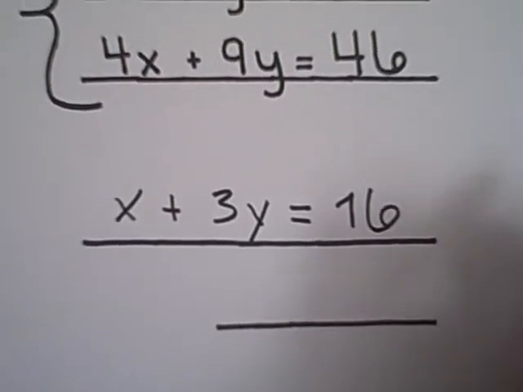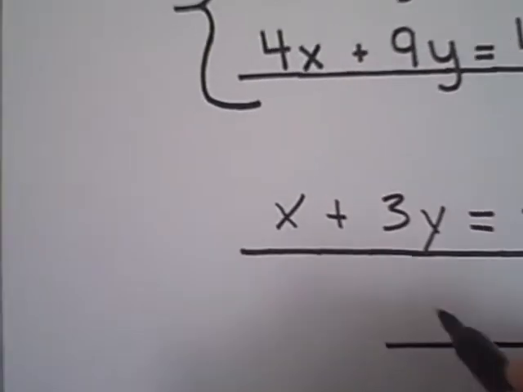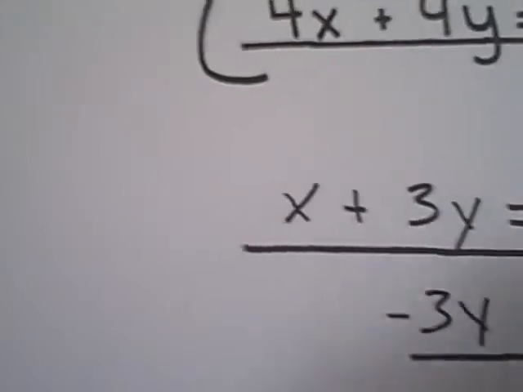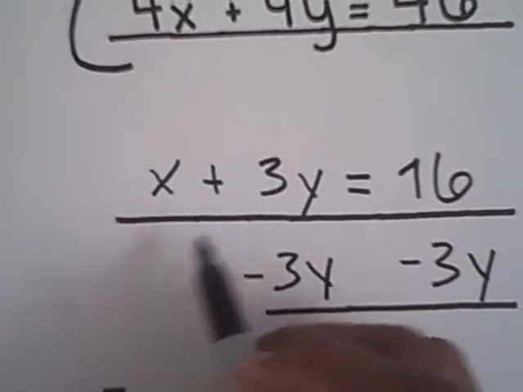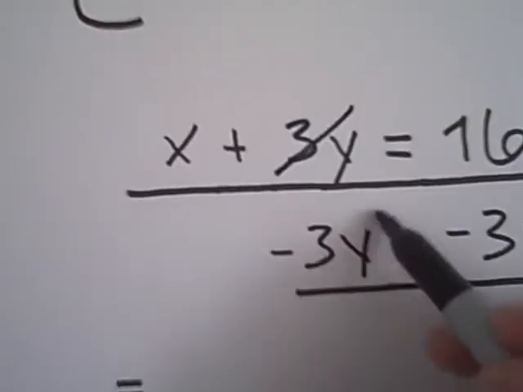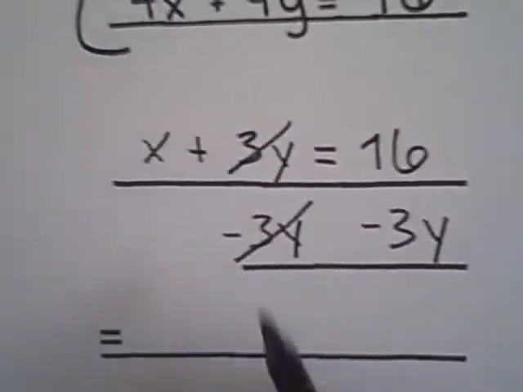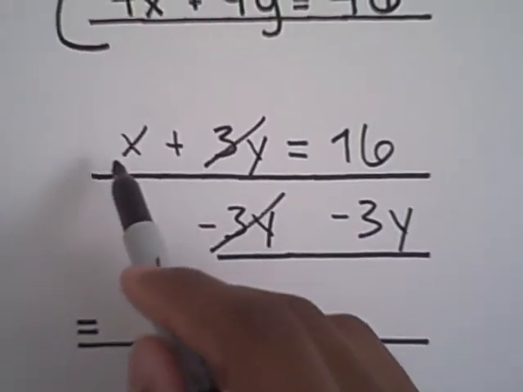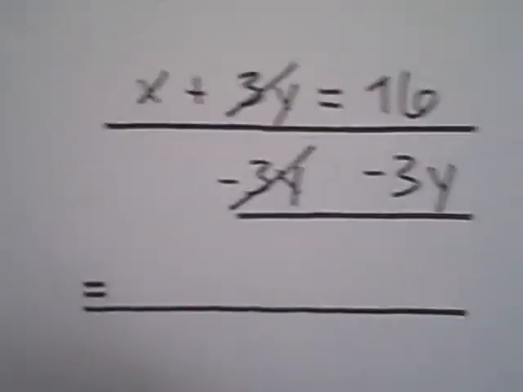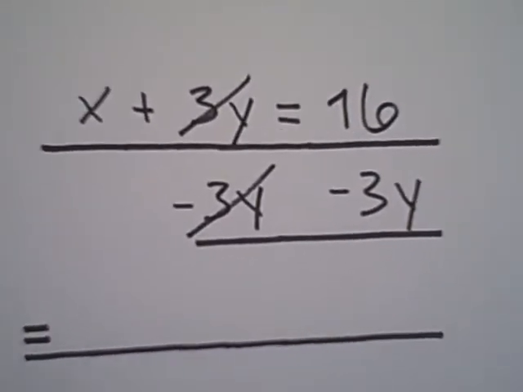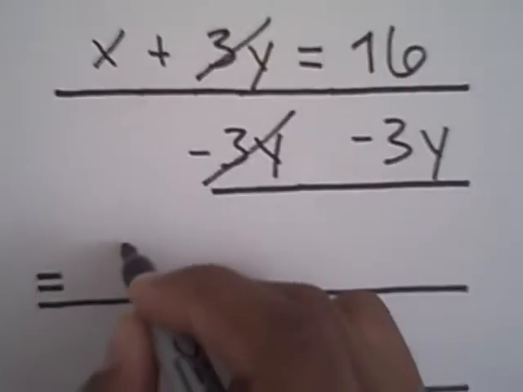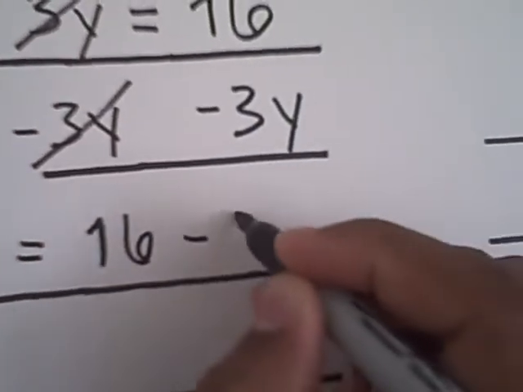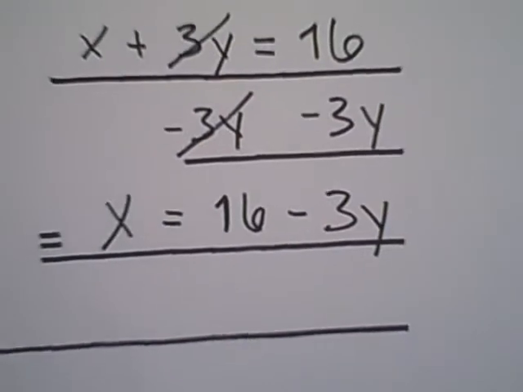Once I figure out the equation I want to start with, next I'm going to subtract 3y from both sides of the equation to get the x alone by itself. So we can x those out. Now that the 3y's canceled out on this side, it leaves the x by itself. So the new equation is x equals 16 minus 3y. That's the new equation we have.